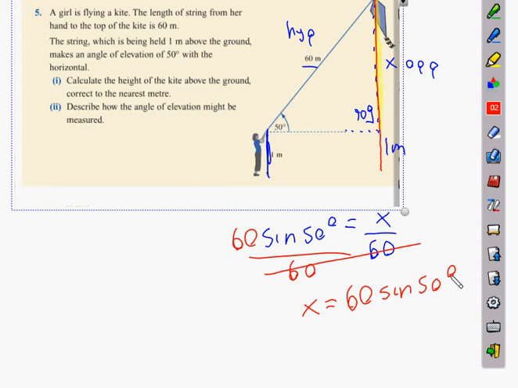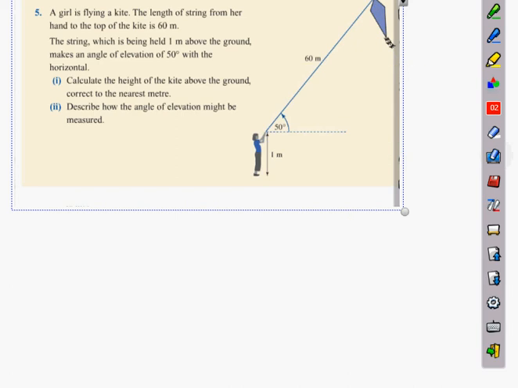46? Okay. Now guys, describe how the angle of elevation might be measured. I already described that, didn't I? You get a clinometer and line it up with the kite in the sky. That's no bother. Alright? Now, the only one that's remaining is the tree triangle system, okay?